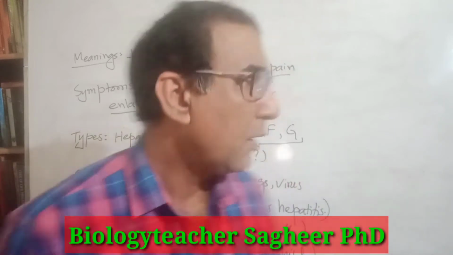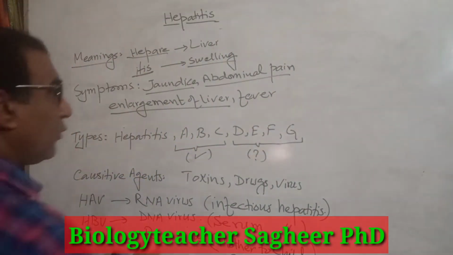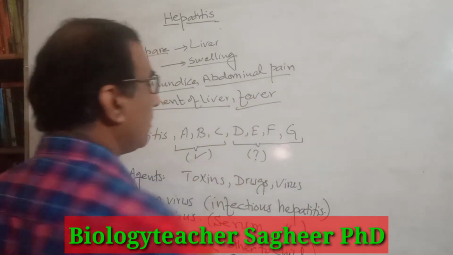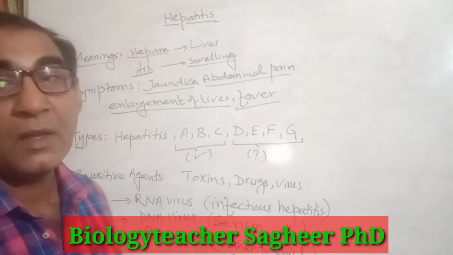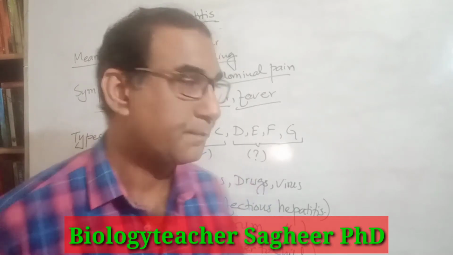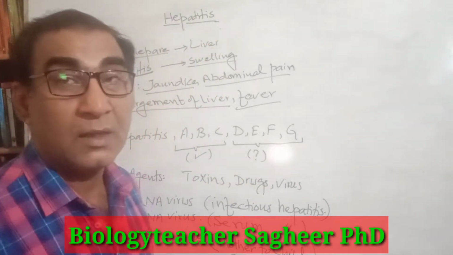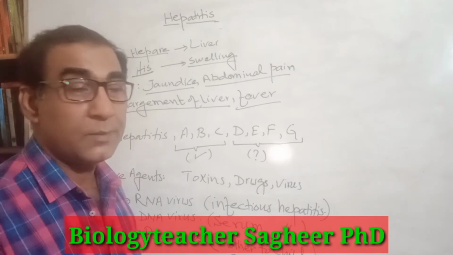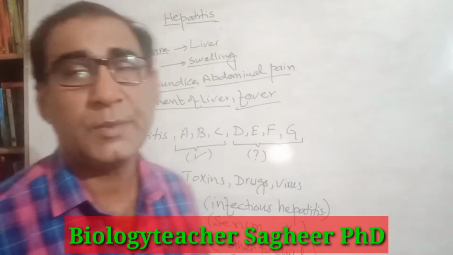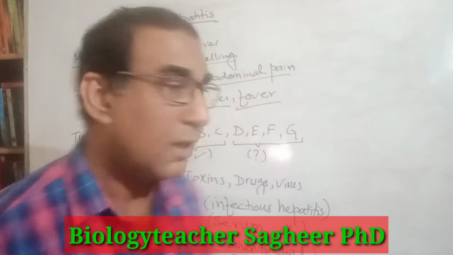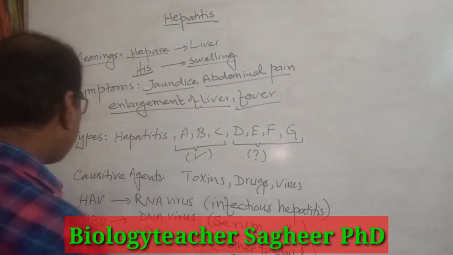Okay. And the fourth symptom is the fever. Okay, the increase in the temperature from the optimal temperature. The optimal temperature of the human being is 37 degrees Celsius. Okay, so it is increased.